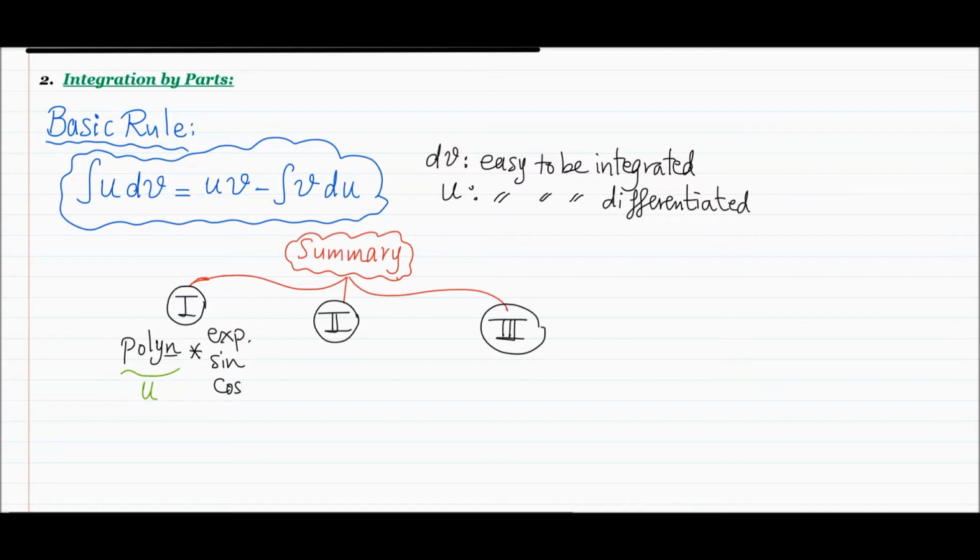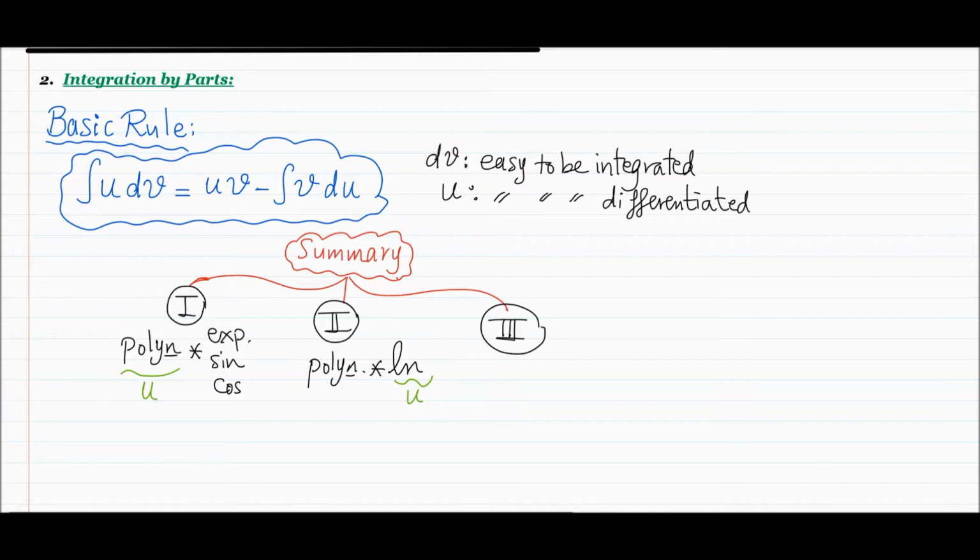And the second group is if you have a polynomial multiplied by the logarithmic function ln or log and so on. Here the better selection for u will be the ln. I do not know how to integrate the ln, but I can integrate the polynomial. So here we reverse our choice of u.